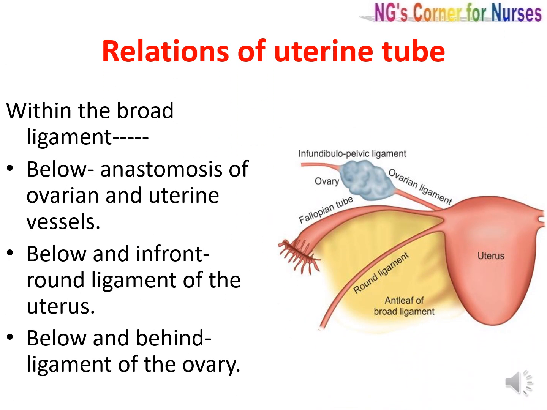Next, coming to the relations of the uterine tube. We know the uterine tubes are located within the broad ligament of the uterus, specifically within the mesosalpinx, which is a peritoneal fold that forms the superior free border of the broad ligament. So, within the broad ligament, below there is an anastomosis of the ovarian and uterine vessels. Below and in front is the round ligament of the uterus, and below and behind there is the ligament of the ovary.